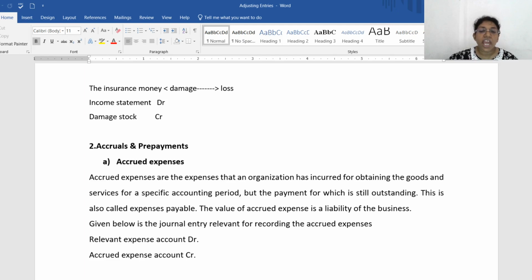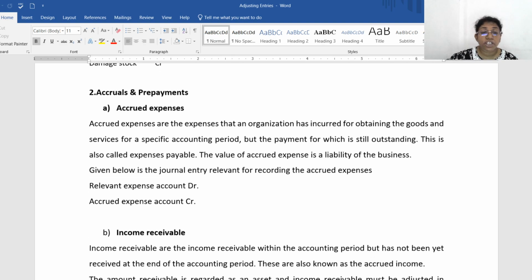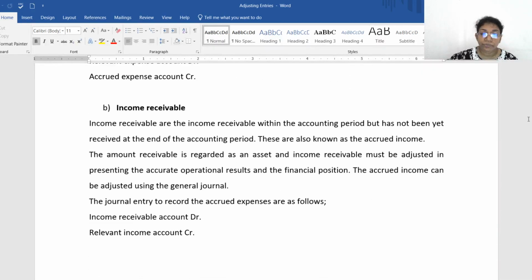The value of the accrued expense is a liability for the business. So now let's see how we are going to record it. We are going to debit the relevant expense account and credit the accrued expense account. Then this accrued expense will show as a current liability in the statement of financial position.